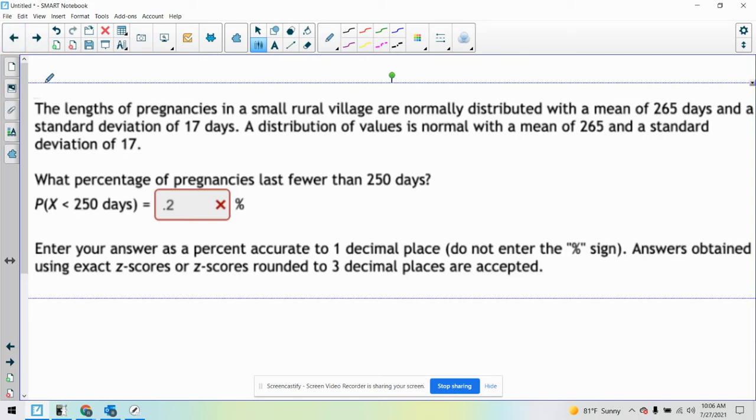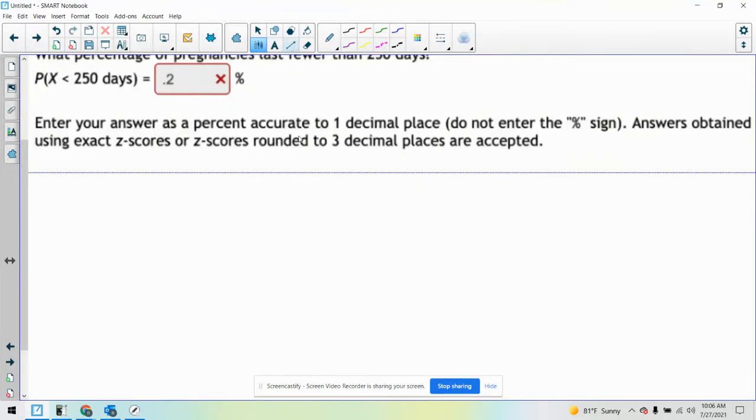All right, so this says the length of pregnancies in a small rural village are normally distributed with a mean of 265, standard deviation of 17. The distribution of values is normal with a mean of 265, and they just repeated themselves. Okay, what percentage of pregnancies last fewer than 250 days? So just draw a quick normal curve.